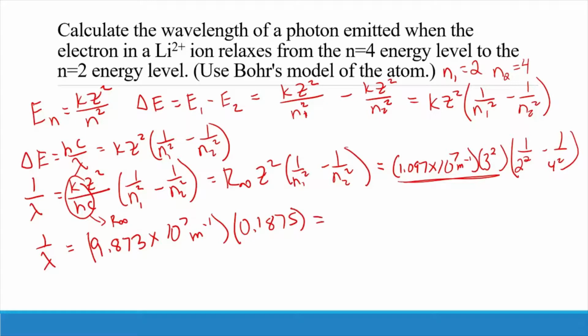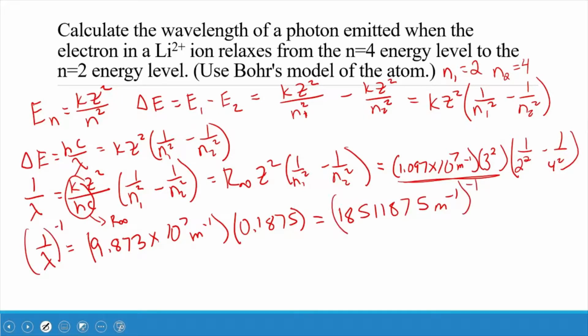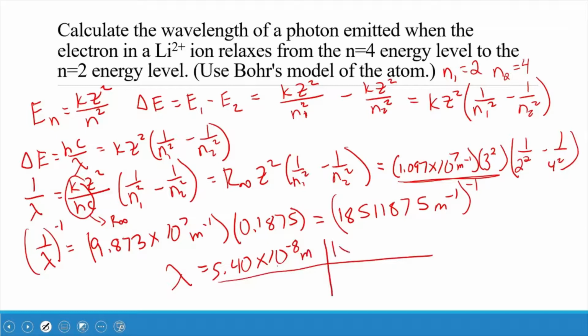And this is equal to 18511.875 inverse meters. So like before, we need to take the inverse now to get that lambda is equal to 5.40 times 10 to the negative 8th meters. But ChemVantage wants your answer in nanometers. So we have to multiply this times 1 times 10 to the 9th nanometers for every 1 meter. And then we get 54.0 nanometers.